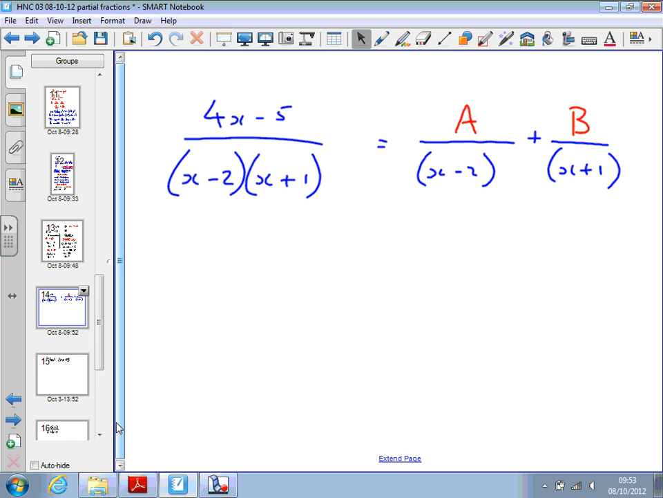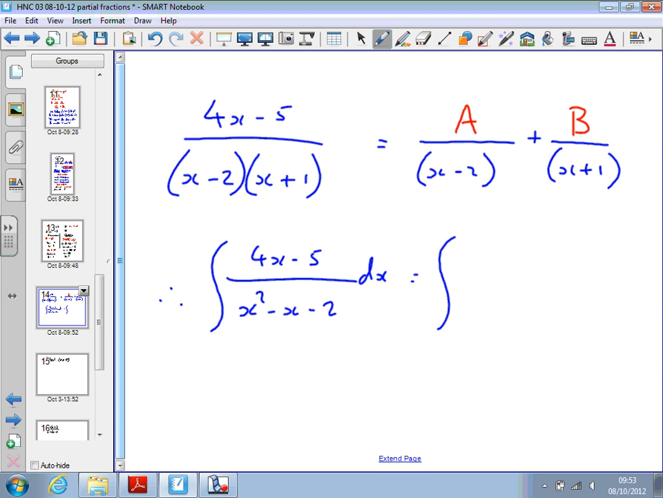So back to the original problem, we have this. Look, we took our original integral that we were trying to do, remember. We separated that out into its linear factors, and then we were trying to find these values for a and b, which we've now done. So therefore, the integral of 4x minus 5 over x squared minus x minus 2 with respect to x equals the integral of a, which turned out to be 1 over x minus 2, plus b, which was 3 over x plus 1 dx.